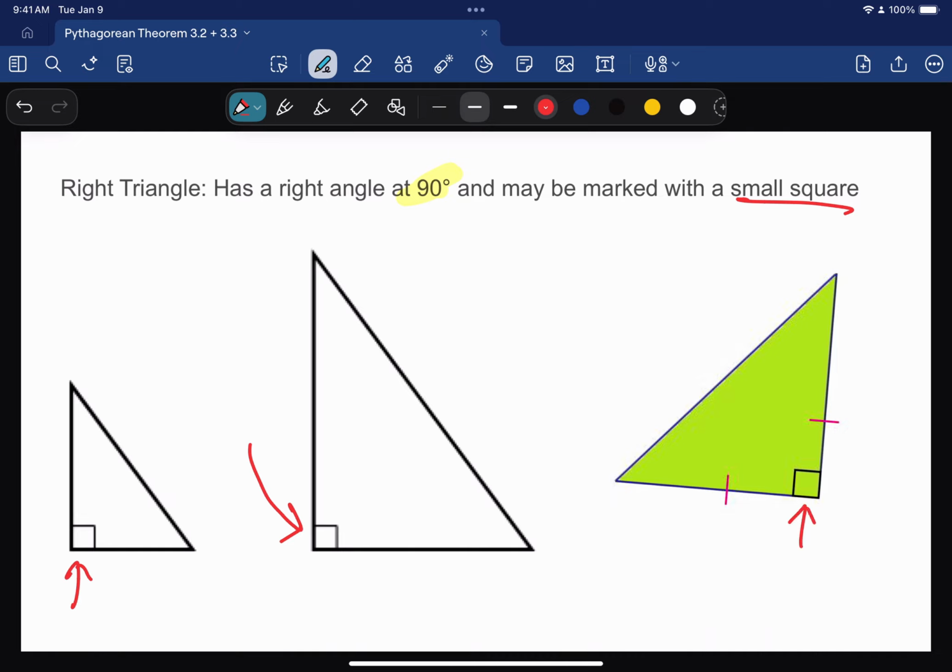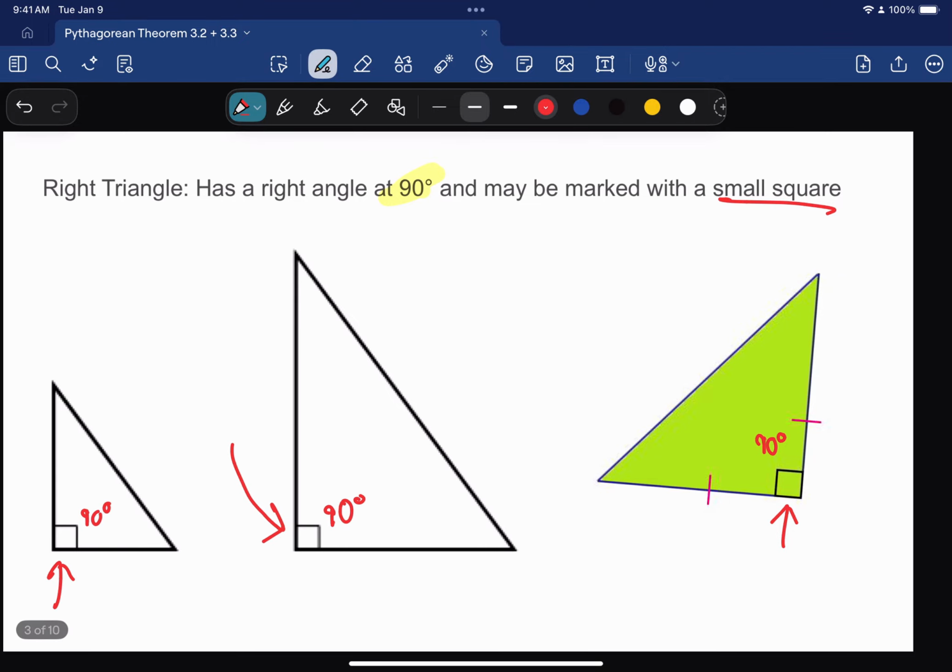So this is a 90-degree angle. Okay, so that's what makes it a right triangle. It means it has a right angle or a corner that is a 90-degree angle in the corner. And you can once again see it with the small square. Okay, so we need to know what that is.